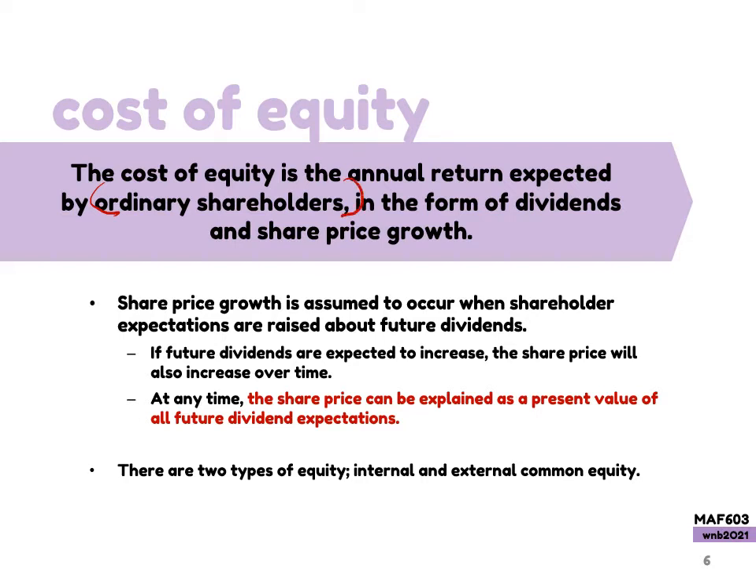The ordinary shareholders' income is not solely based on dividend, but it also comes from capital gain, that is the share price. The share price growth is assumed to occur when shareholder expectations are raised about future dividend, whereby if the future dividends are expected to increase, the share price will also increase over time. At any time, share price can be explained as the present value of all future dividend expectations.